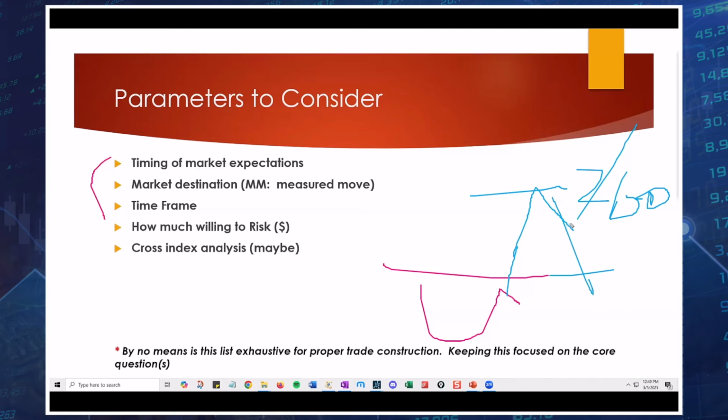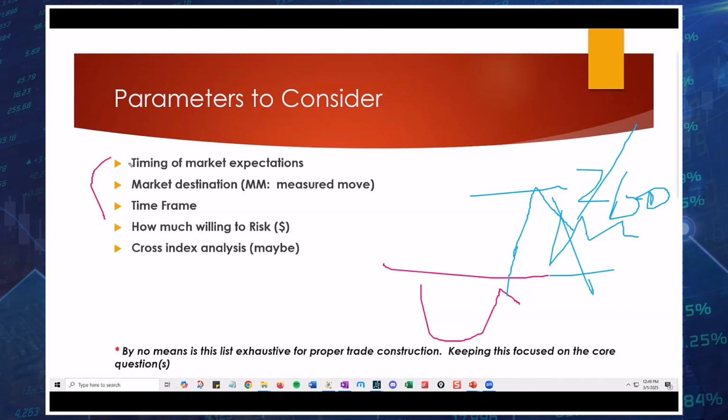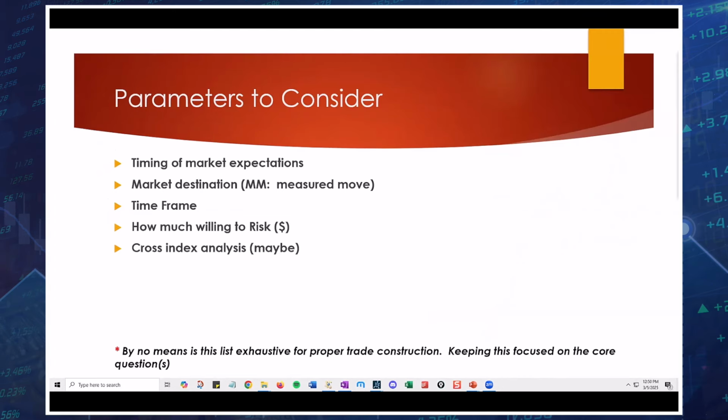Markets love to do that. Is it going to play somewhere in between? Then that's going to help me pick a structure. Then I'll start thinking about time frame. When I say time frame, for this, we're talking about DTE. Which expiration do I pick?